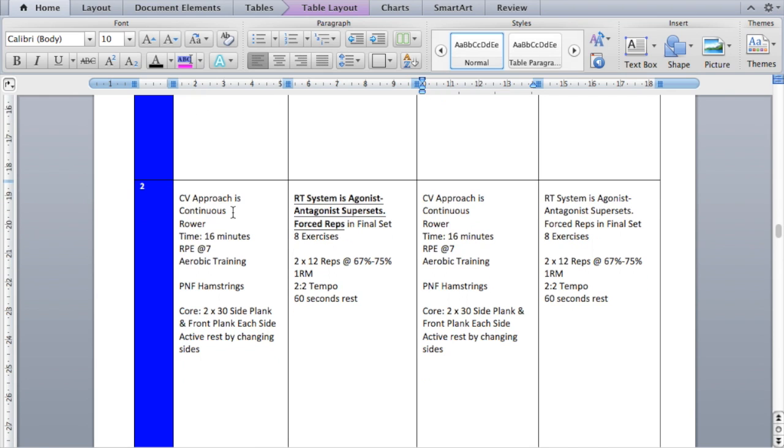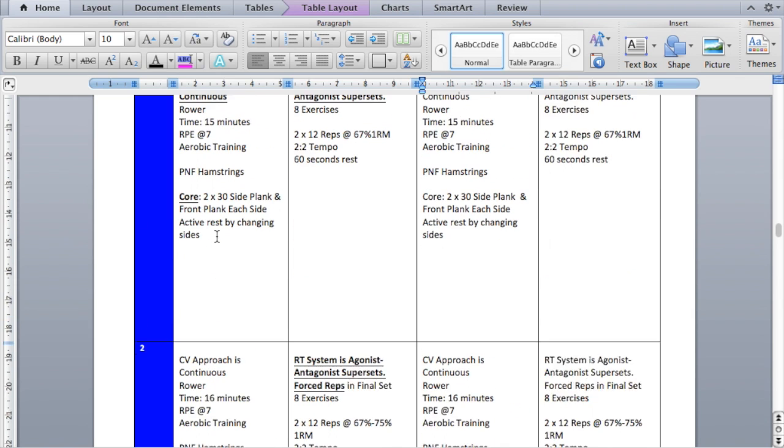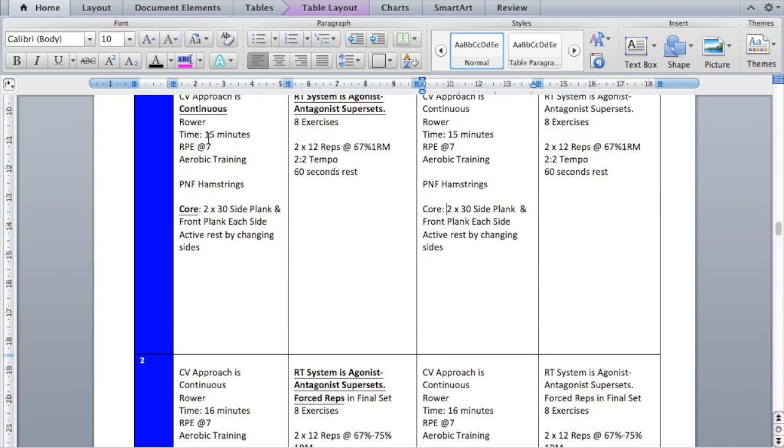In week 2, I've added on 1 minute to the cardiovascular workout. So the training approach is still continuous. The equipment is still the rower. And you can see here where it's gone to 16 minutes from 15 minutes. Thus, there is progression across this workout by 1 minute.